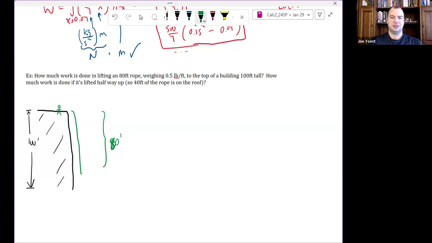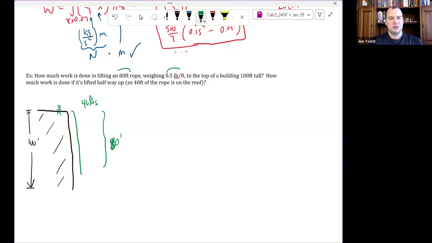Now we might be tempted to just say, okay, well, what's the weight of the rope? The weight of the whole rope, 80 feet at half a pound per foot, it weighs 40 pounds. We have to move it 80 feet or something like that. Well, 40 times 80, and we're done.